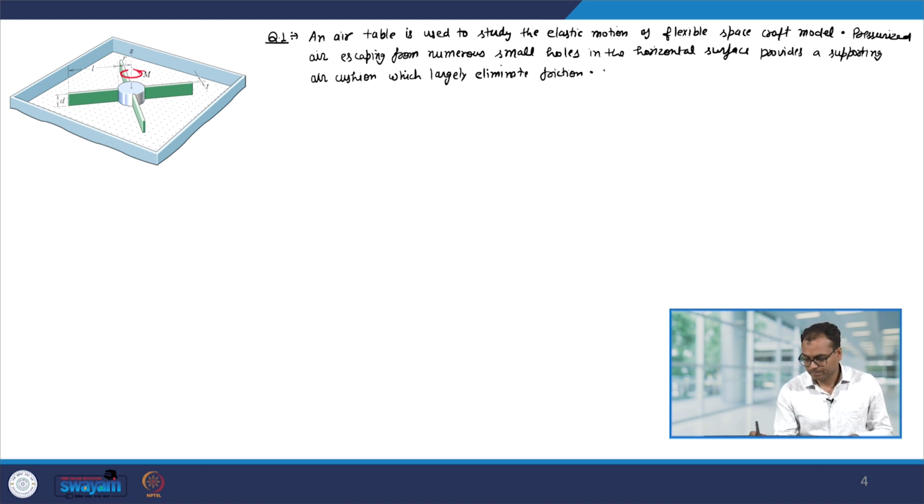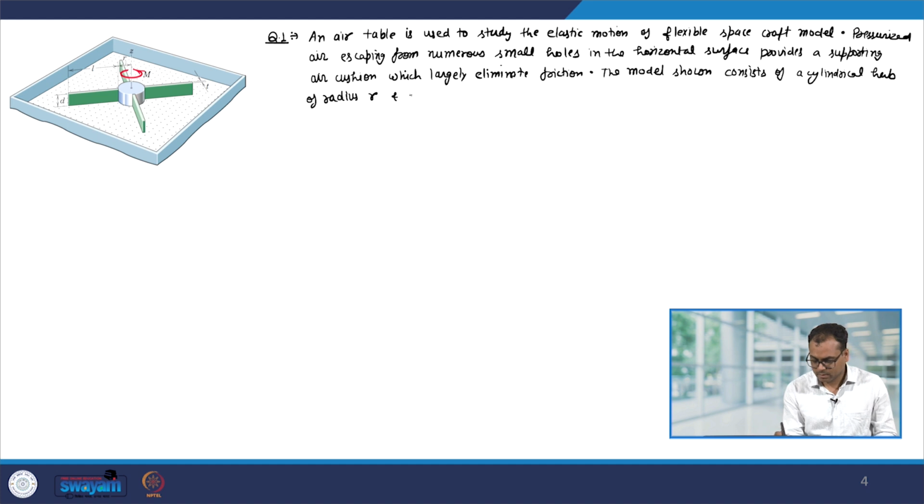The model shown consists of a cylindrical hub of radius r and 4 appendages of length L and small thickness T.